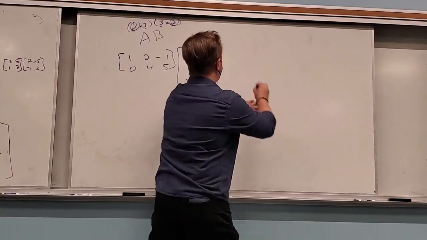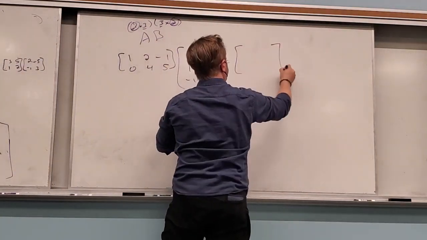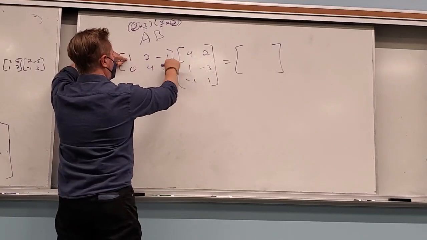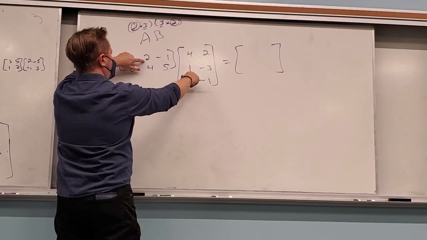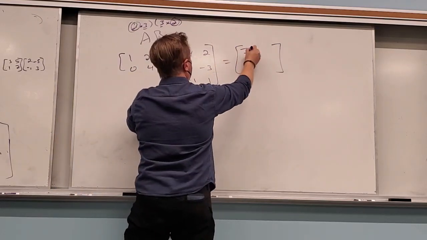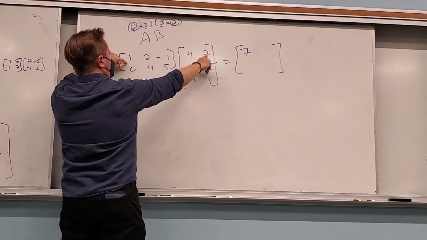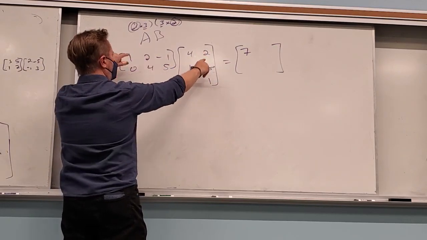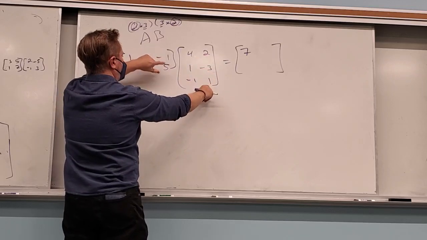So I know the answer is going to be 2 by 2, right? So I know what to expect. First row times first column, 4 plus 2 plus 1. 4 plus 2 plus 1. 2 minus 6 is negative 4, minus 1 is negative 5. 2 minus 6 minus 1.